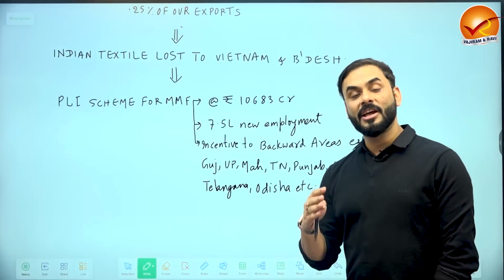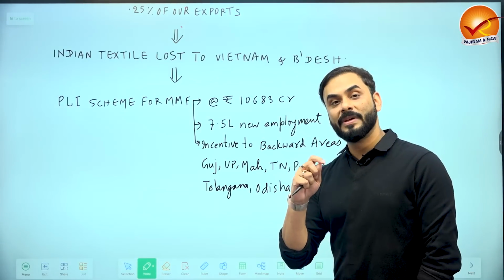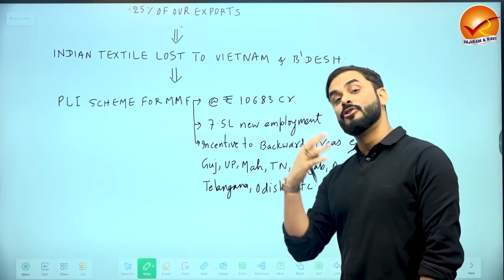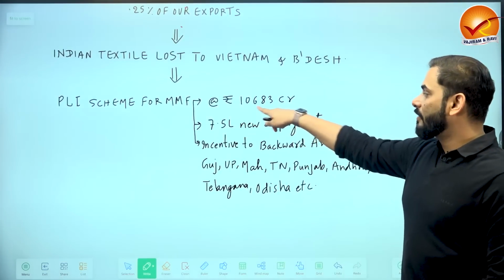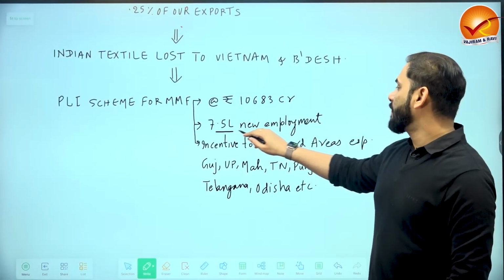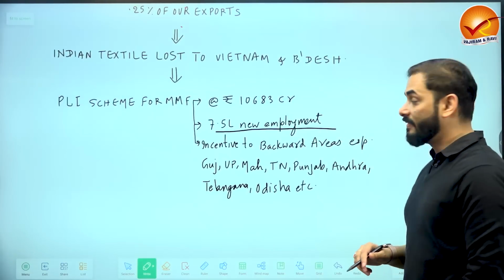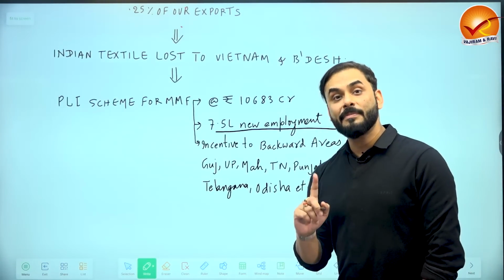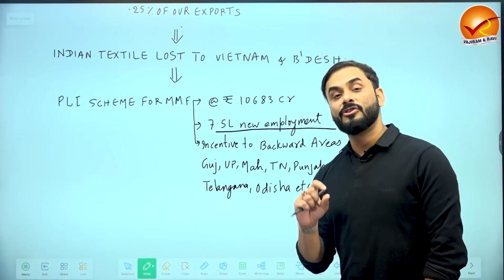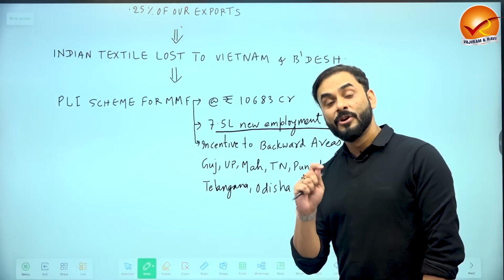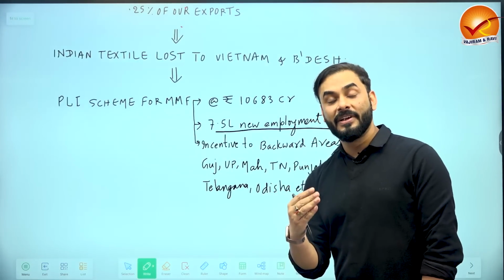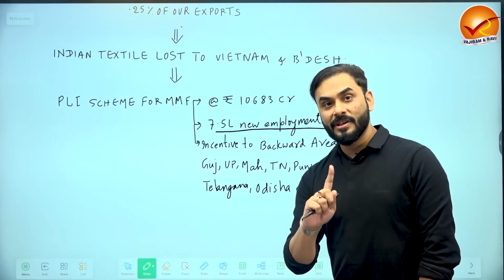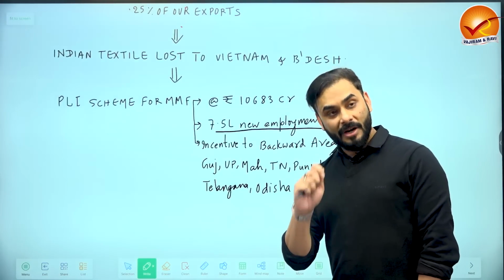So if any textile industry is trying to become competitive, they want to produce more, they want to compete globally, so they can become a part of the scheme. And this scheme is expected to generate 7.5 lakh new employment, and specifically this scheme is trying to benefit those backward areas which have huge potential in the field of man-made textile. Potential is there, but currently they are not producing a lot of man-made fibers, but potential is there.